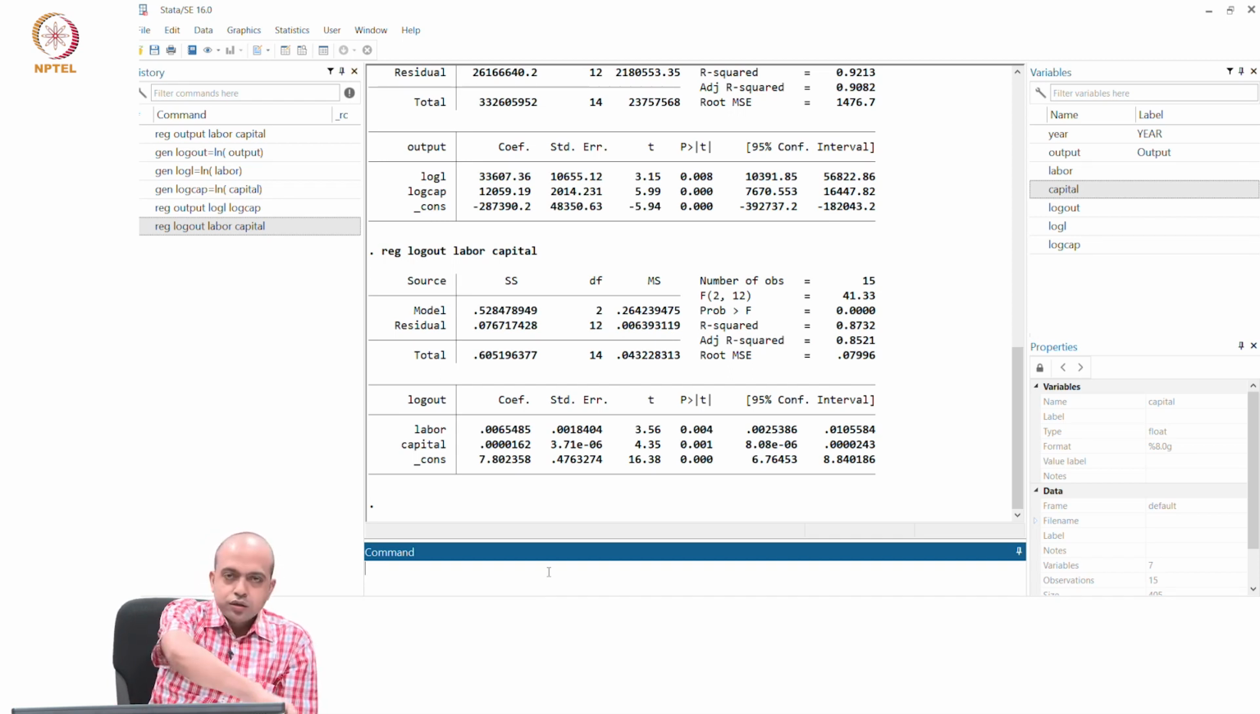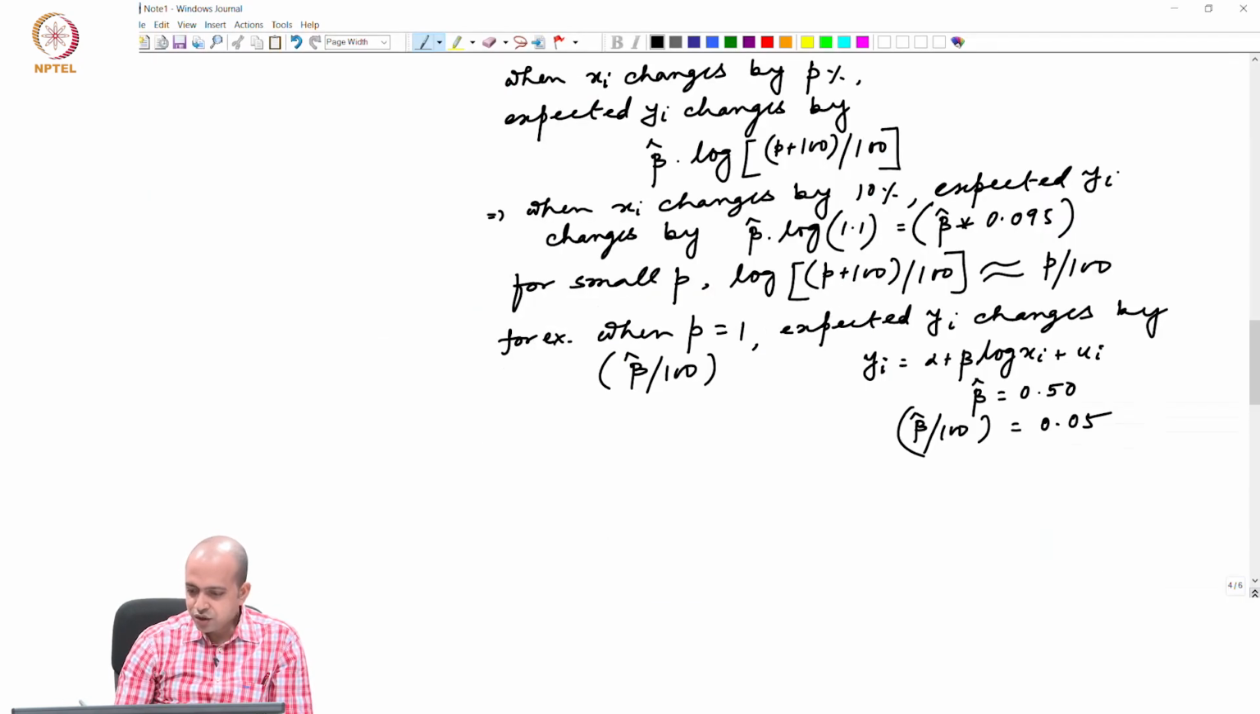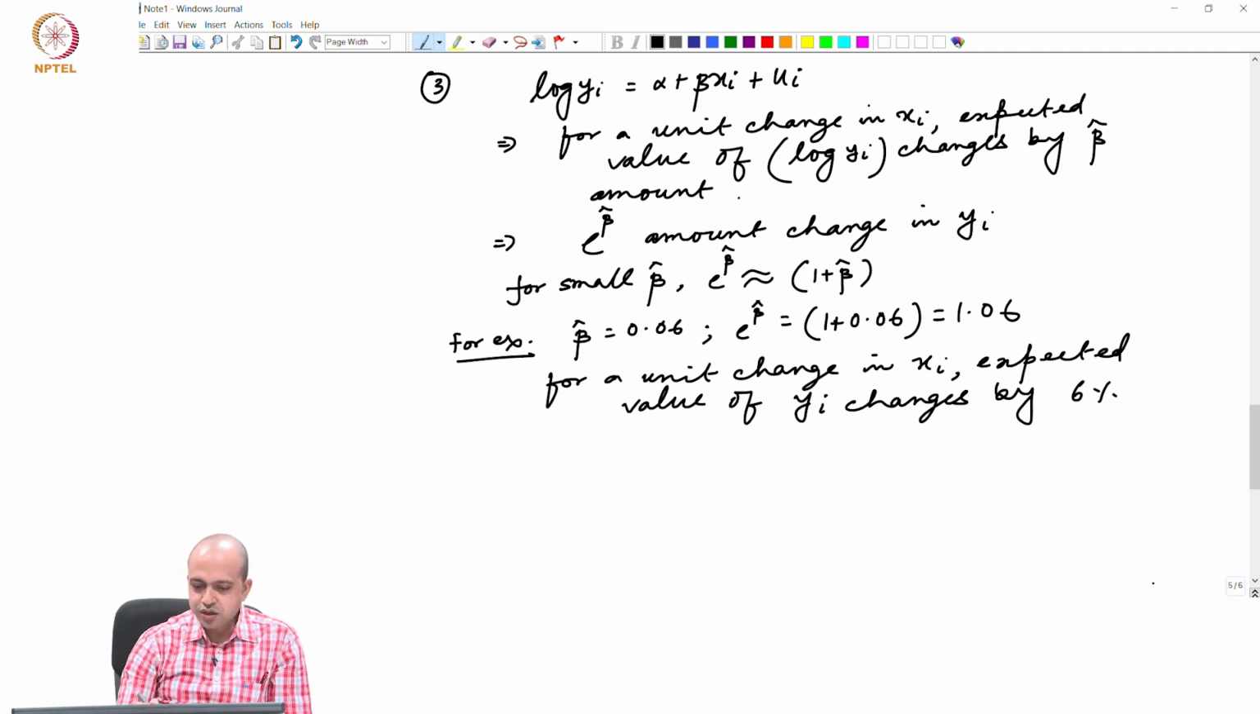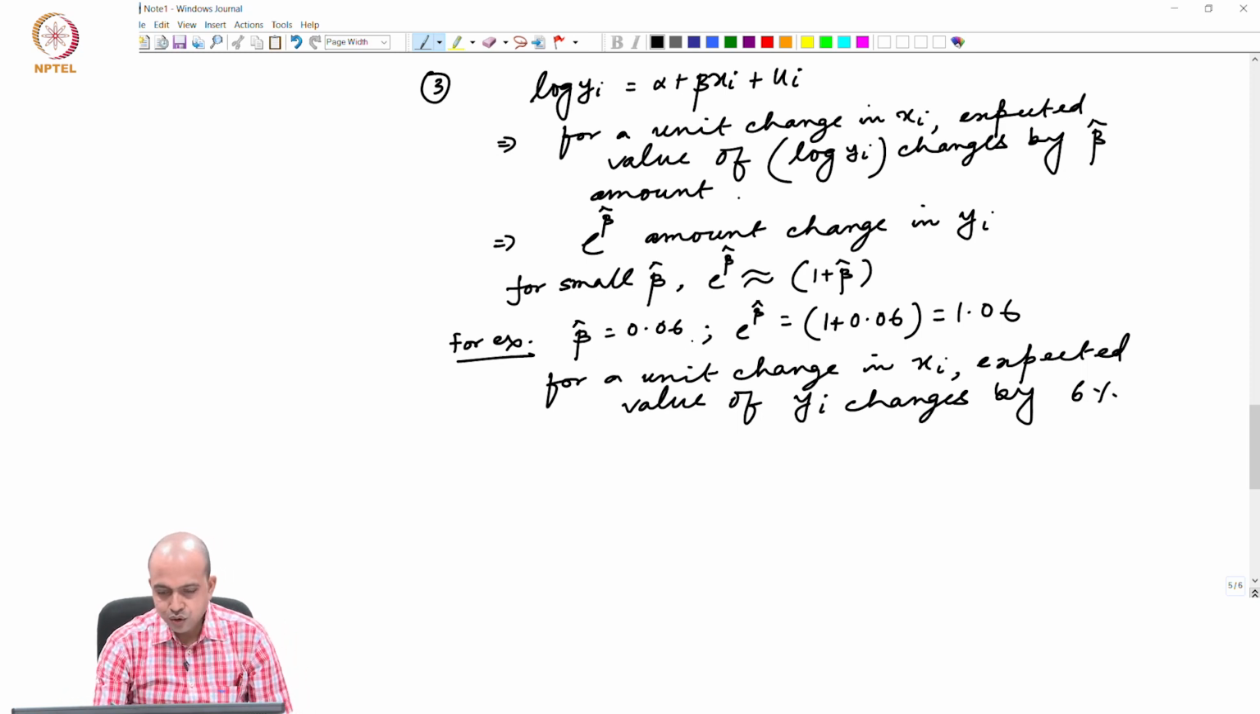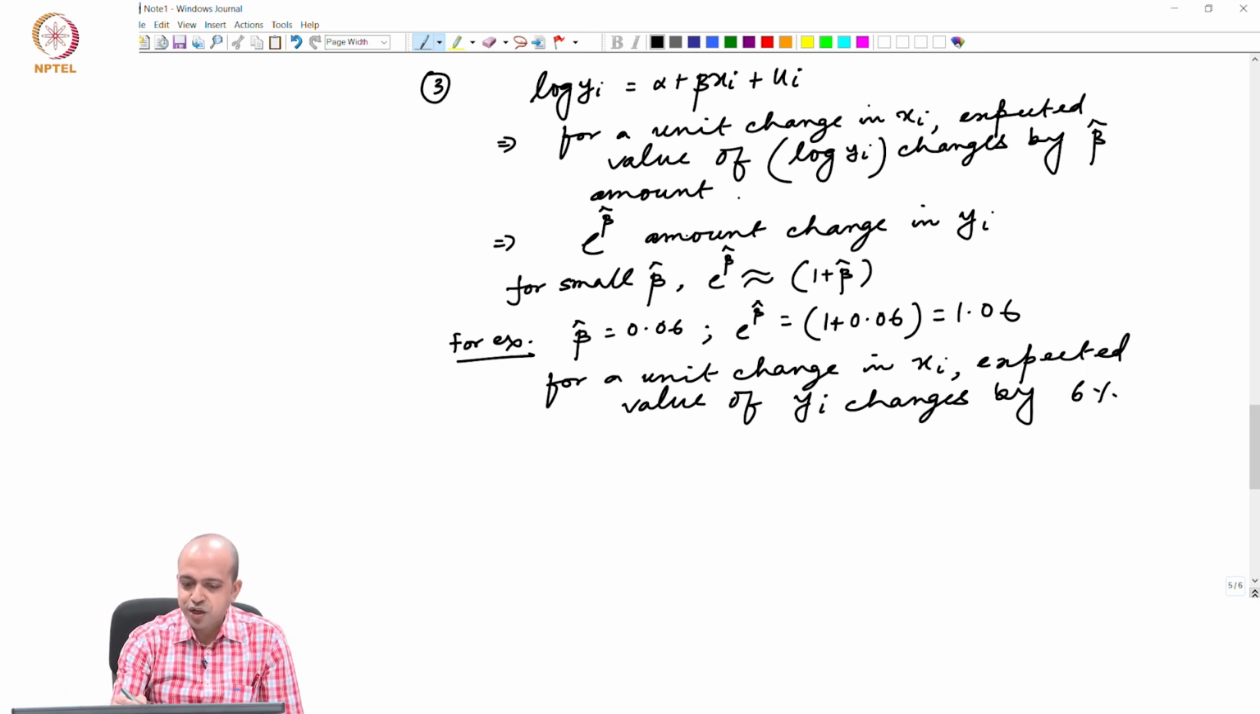Okay. Now, what is the interpretation of log linear model? We have to go back and see what is the interpretation of log linear model. This is the model. So, if you want to interpret the coefficient when your y is log but x is not, you need to say that y changes by e to the power beta hat amount, that means e to the power beta hat equals to 1 plus beta hat. So, if beta hat equals to 0.06, it would become 1.06 or 6 percentage.